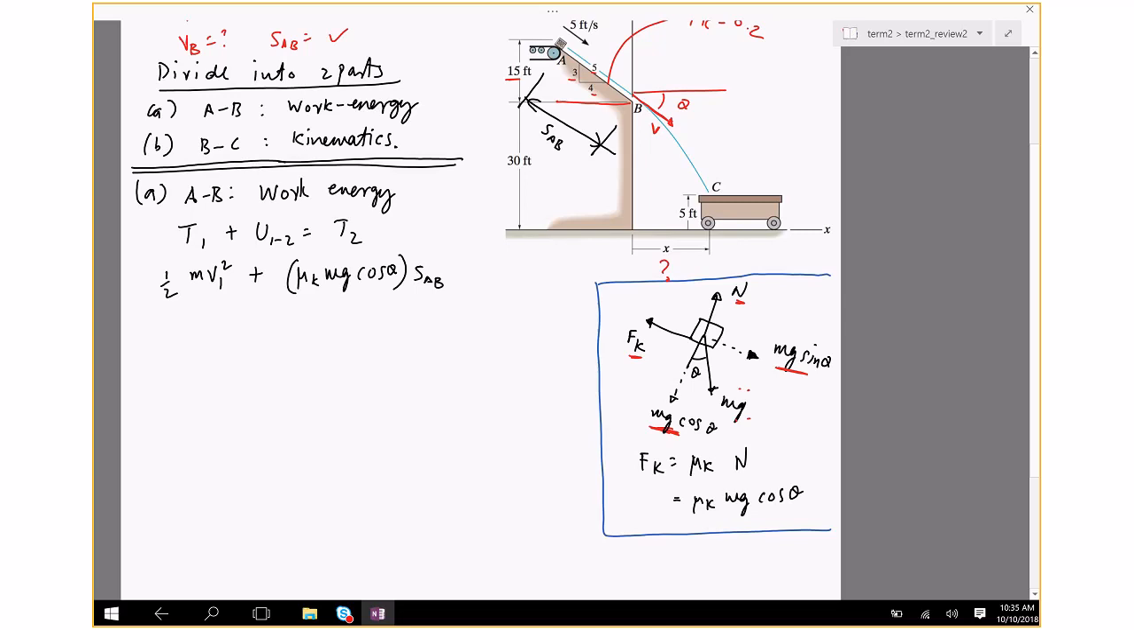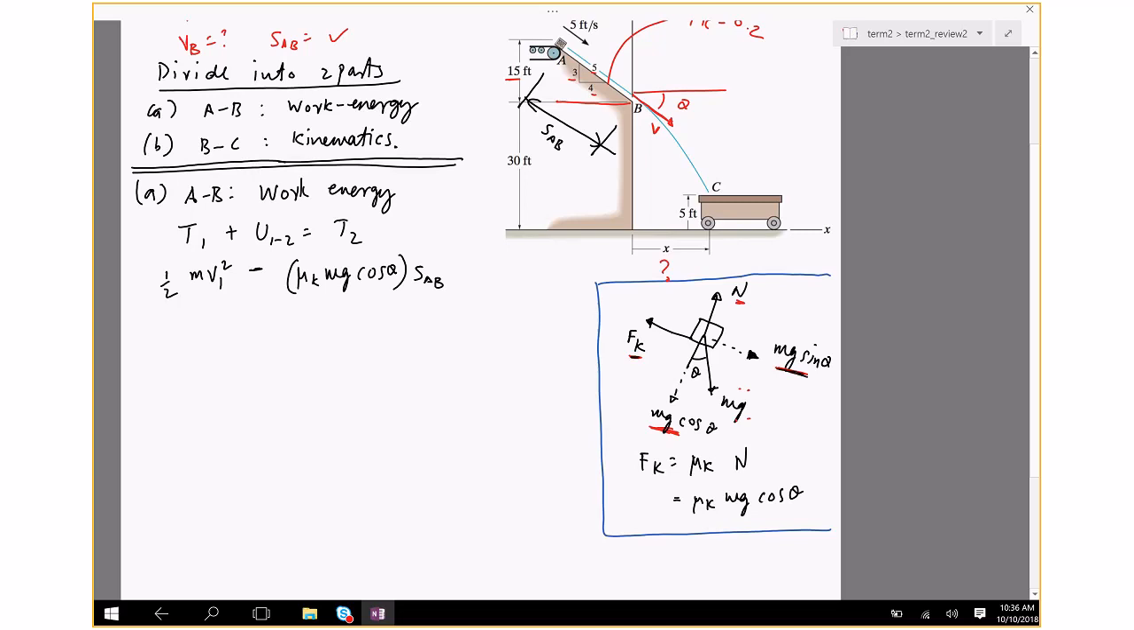And what's the sign on this? Is it positive? It's negative, right? The force of friction is upwards, but the displacement is downwards. And when those directions are opposite, it's negative. Okay, so that's the work done by Fk.